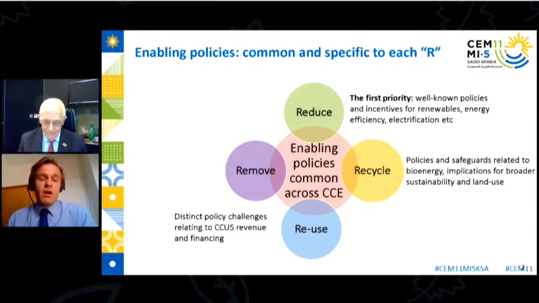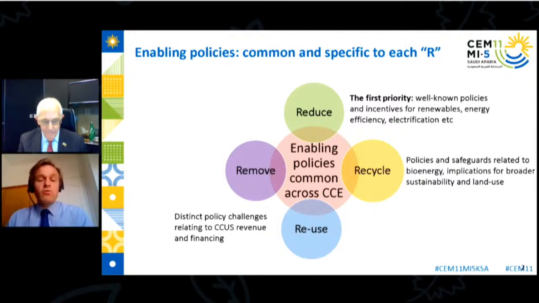The policies here are quite well known and have been talked about a bit already, so I won't go into them here. On the recycle side, as mentioned by Dolf, this is primarily about bioenergy. Here we really focus on the importance of the broad sustainability questions, making sure that the important increased uptick in bioenergy is not impinging on other global environmental challenges such as biodiversity loss and so on.